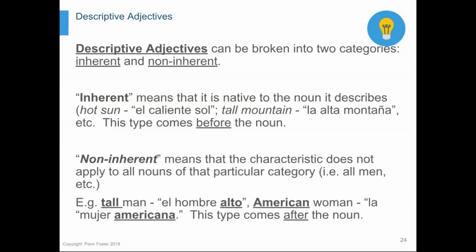Again, more often than not, in your program, you're going to be dealing with a lot of non-inherent adjectives, but it is important to remember that the adjective of this type comes after the noun it modifies. It's very easily confused with English and our placement of adjectives in our native language.